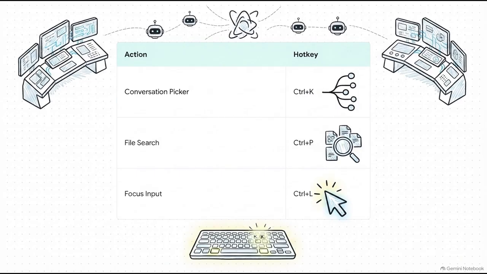The Antigravity TUI is built on this unified shared harness architecture, which basically means you get the sheer power of a desktop IDE right there in your terminal. And your core baseline navigation relies on three absolutely crucial hotkeys. Control-K instantly opens up your conversation picker, which lets you jump seamlessly between different agent threads. Control-P pulls up your file search so you can target context injections without missing a beat. And Control-L, that immediately focuses your input so you can fire off your very next command.